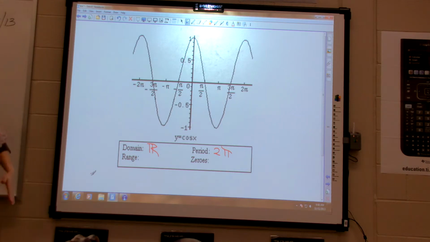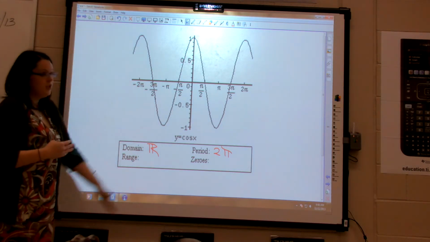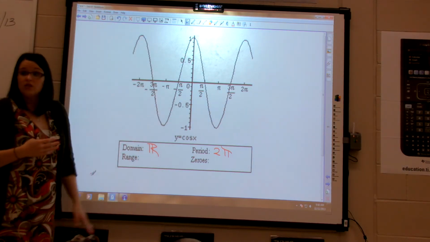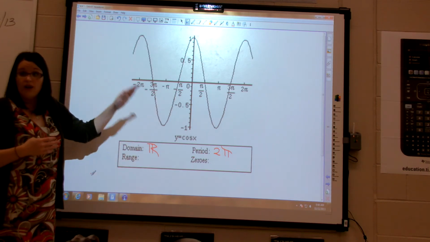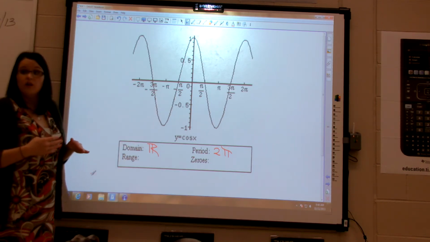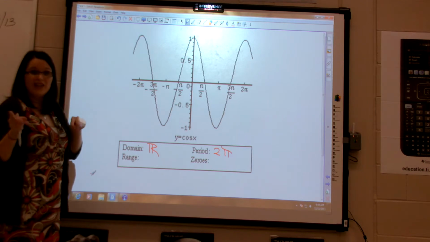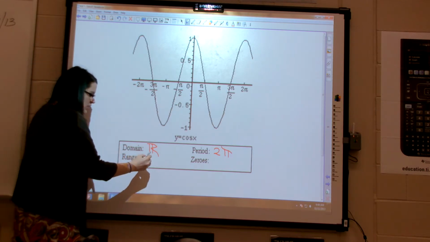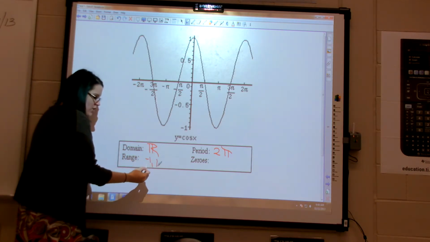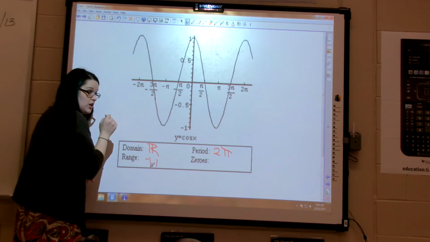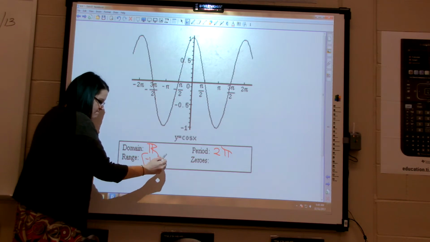Now looking at the range. Do I get everything out? No. In fact, I only get what? Negative 1 to 1. Put it in interval notation, right? That is negative 1 to 1, bracket or parenthesis. Can I be negative 1? Yeah, bracket. Yes, bracket.